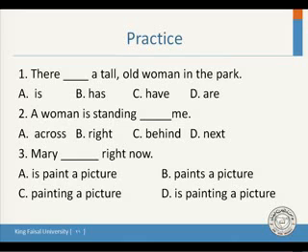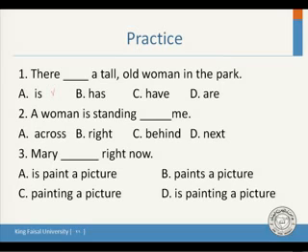Let's now do this last exercise here for today. We have 3 sentences. Notice, there, what? A tall, old woman in the park. What do you say here? There is a tall, or there has, have, there are. Can we use are? No, because there is a, one. We cannot use are. We cannot use have, a. So there is a tall man, a tall old woman in the park.